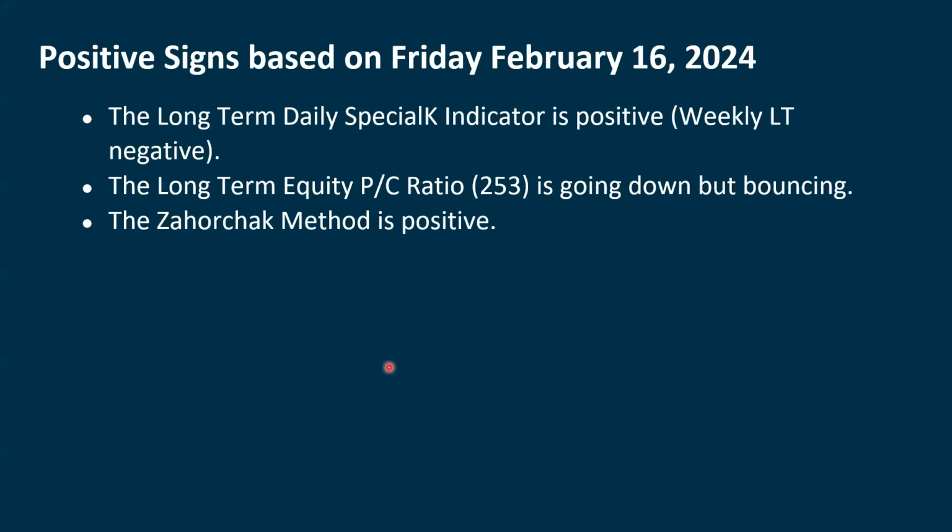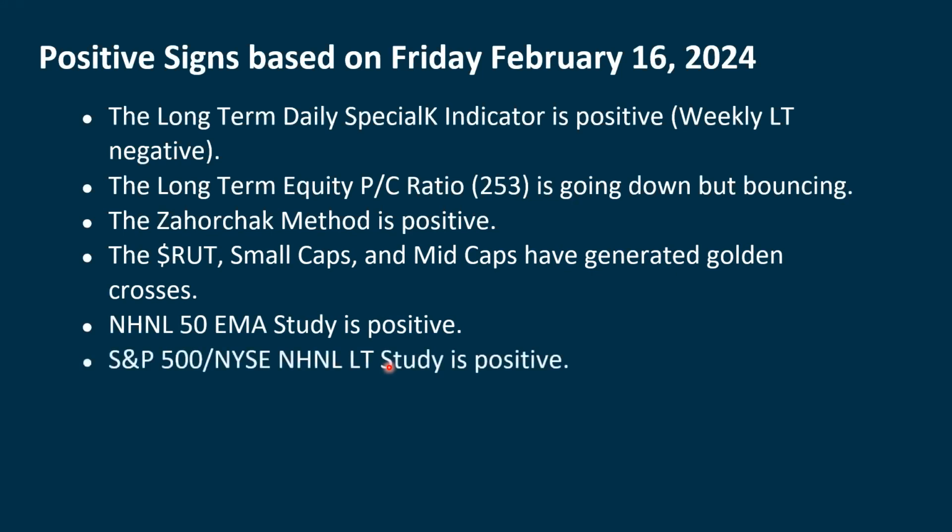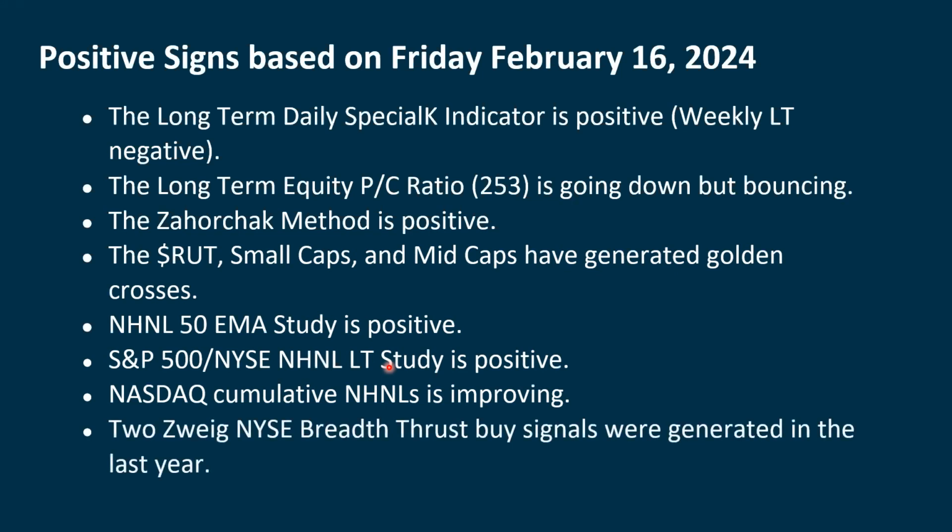The Zohorchak method is still positive, and we're still working off of longer term uptrends with the Russell, the small caps, and the mid caps. And our new high, new low study is still positive. Our other NYSE new high, new low study is also positive. The cumulative new highs, new lows for the NASDAQ is turning back up and showing some improvement there. And we've seen two ZWAG and NYSE breadth thrust signals that were generated over the last year.